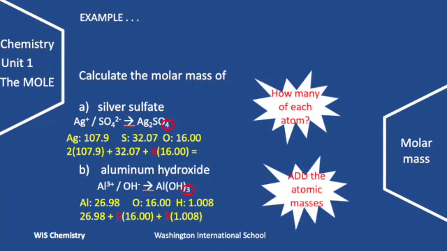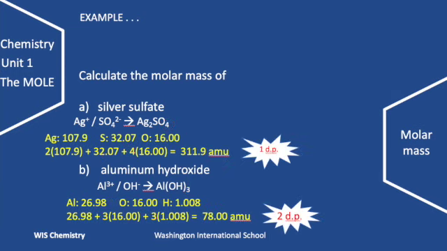And then that's what we're doing here. We're adding each of the contributing atoms' atomic masses together. I need 4 of oxygen, I need 2 of silver in silver sulfate. In aluminum hydroxide, I need 3 oxygens and I need 3 hydrogens. And then we will sum the total to get the molar mass of the material.